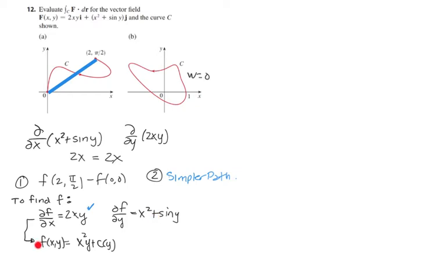So this is f so far. Then we take the partial here with respect to y, and we'd get x squared plus c prime of y. And that has to equal x squared plus sine of y, which means that c prime of y has to equal sine of y. So c of y is minus cosine of y plus a constant.